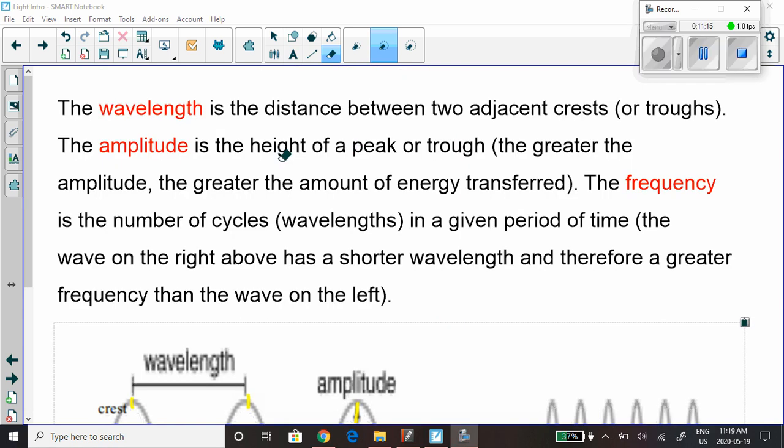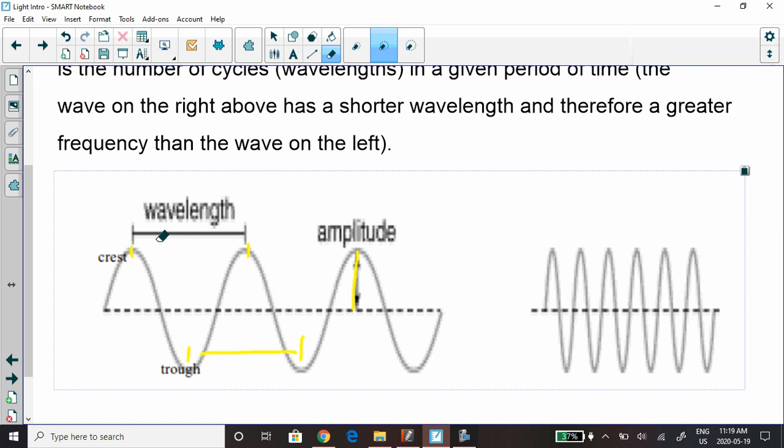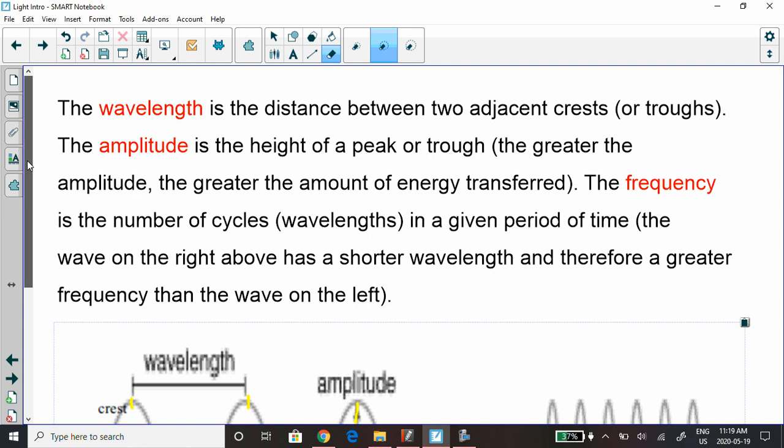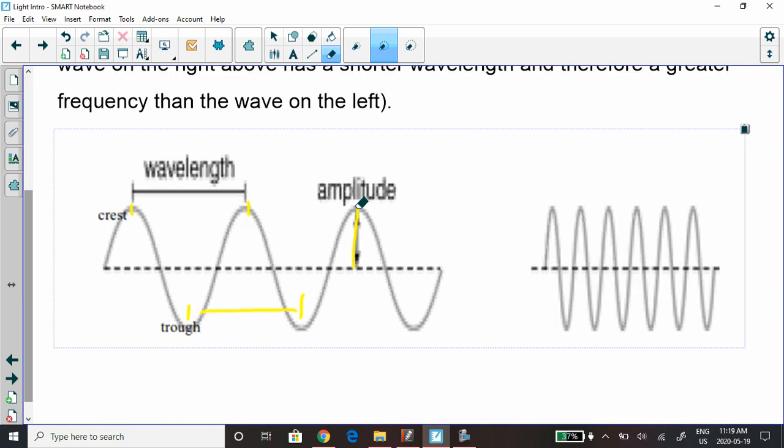So a little bit of a recap here. A wavelength is the distance between two adjacent crests or troughs, right? There's a wavelength, crest to crest, or trough to trough. We saw that in the animation. The amplitude is the height of the peak or trough. The greater the amplitude, the greater amount of energy transferred. So here's an amplitude from top of the crest to what we call the rest or zero position. But I could also measure it from the bottom of a trough to that zero or rest position. It doesn't matter where you measure it.